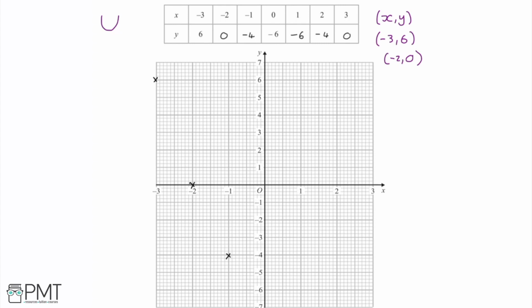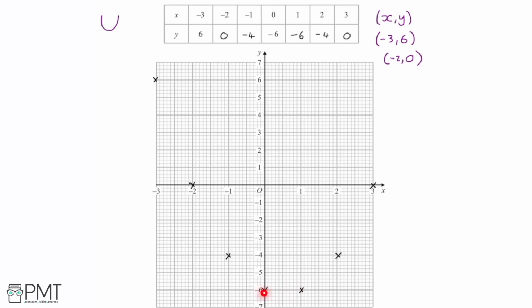We then have 0, -6, 1, -6 again, 2, -4, and 3, 0. Now I can see a curve emerging already, and now I just need to draw a smooth line through all of these points. I also need to make sure that this line is going to go below these 2 points here.